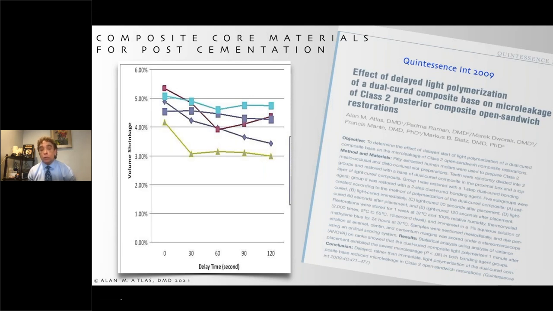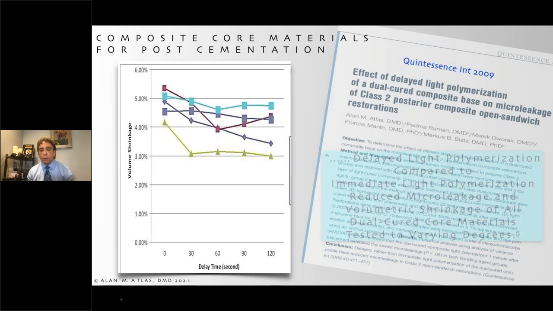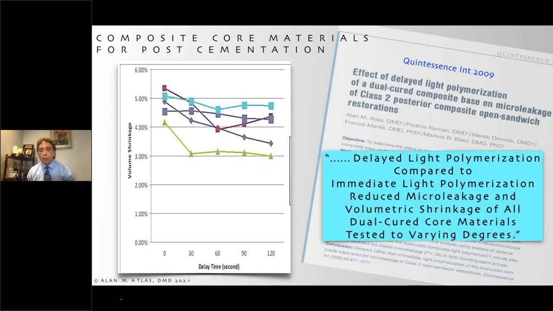You need to use a dual cure, but you need to light cure it, and we found 30 to 60 seconds was the key. Other studies have shown that even extending that couldn't hurt, but we found 30 to 60 was a sufficient amount of time. So delaying the cure compared to immediate cure reduces microleakage and volumetric shrinkage of dual cure materials to varying degrees. That was our conclusion.